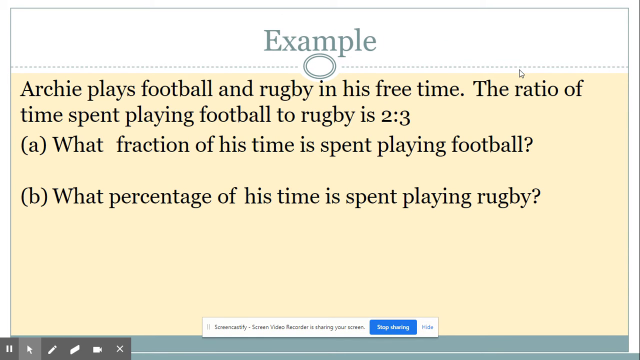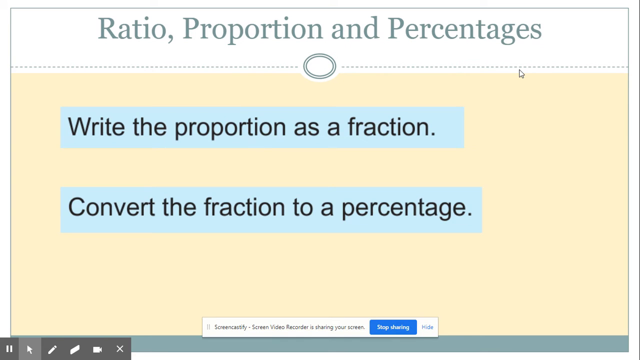Let's look at an example. If I'm you and I would like to copy these two steps in my books, so if you would like to copy these steps in your books, just pause the video and do so.